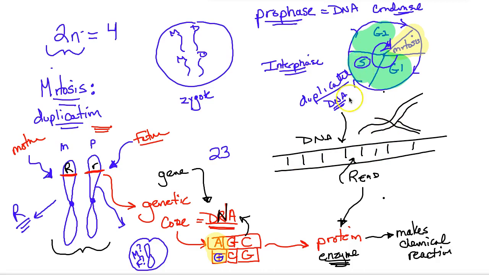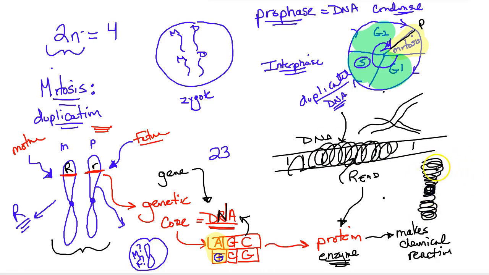Now, it's duplicated in the S phase, and then it's checked for errors in G2. And in mitosis, when we start prophase here, something happens. This DNA starts coiling up on itself. And when it coils up, that's the chromosome.